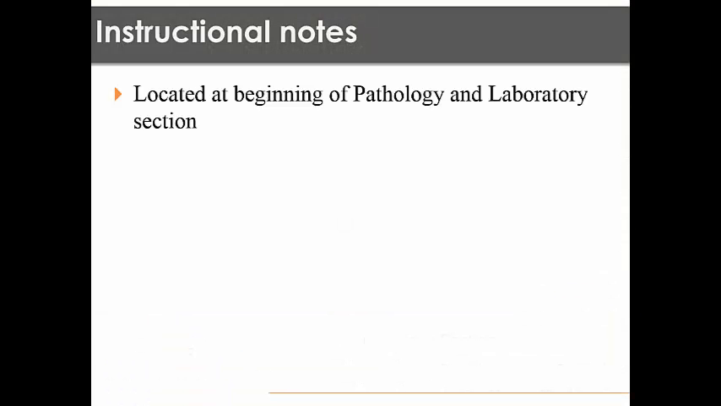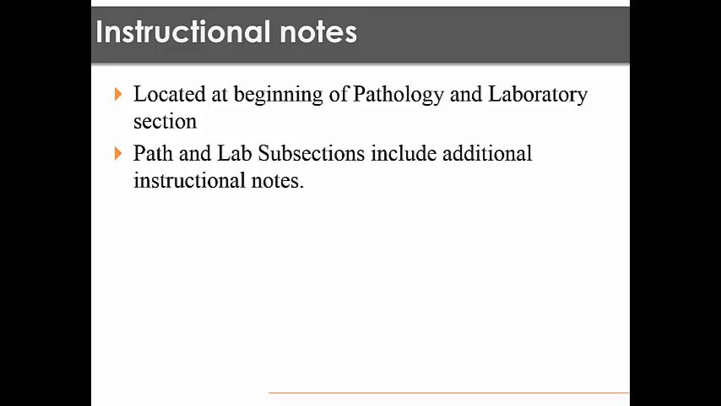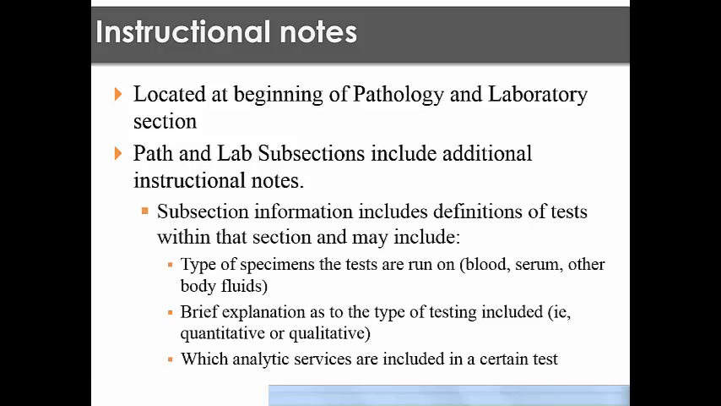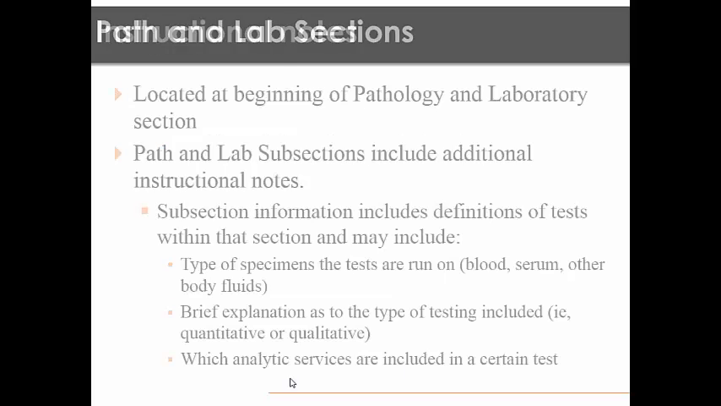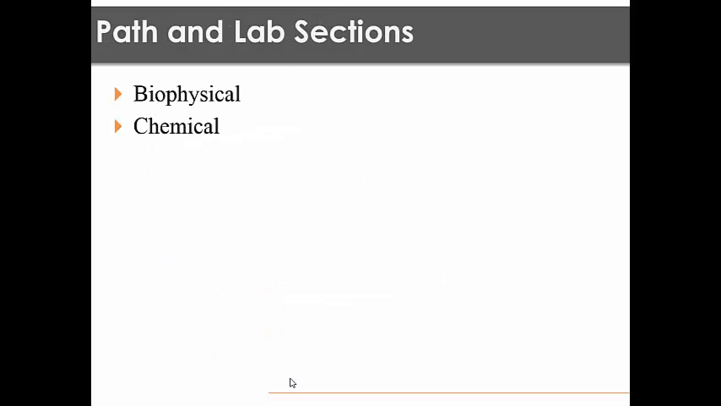In your instructional notes, I think you have found that they're all located at the beginning of the Pathology and Laboratory section. Path and Lab subsections include additional instruction notes. Some of the subsection information that you may find include definition of tests within that section. It could include types of specimens that the tests are run on, like blood, serum, urine, or other body fluids, a brief explanation as to the type of test that is included, and which analytic services are included in a certain test.